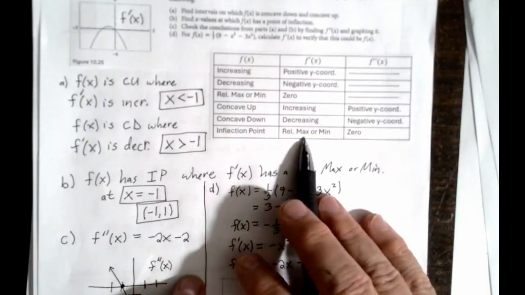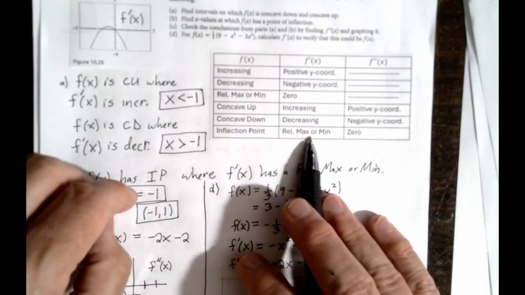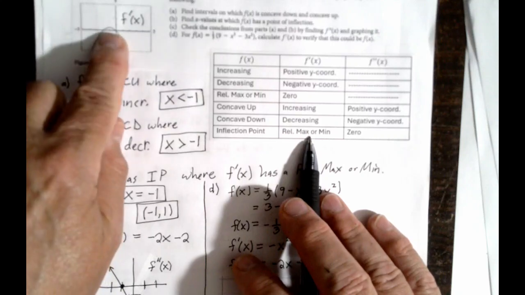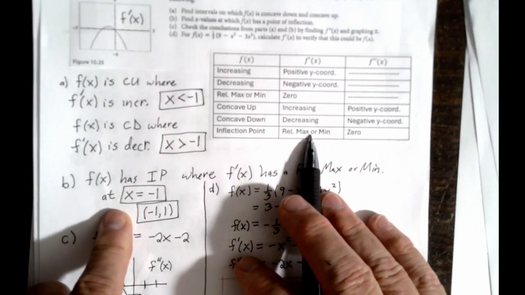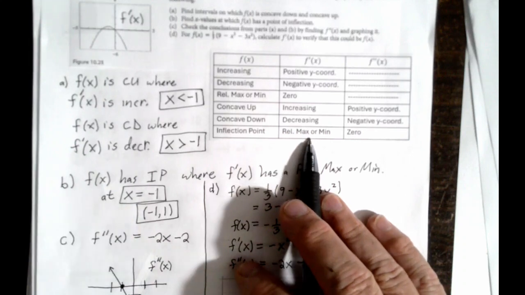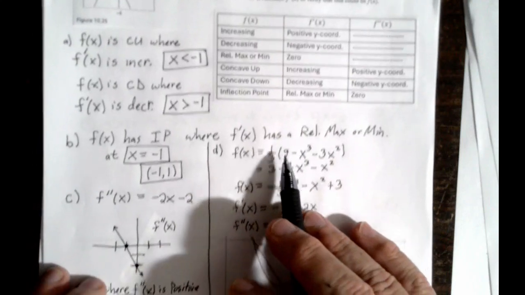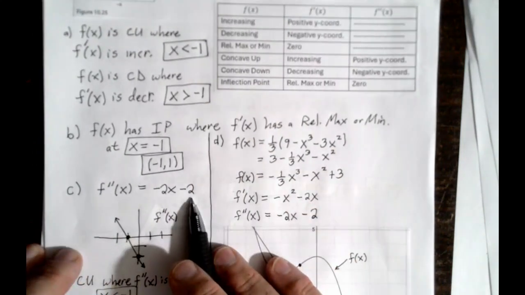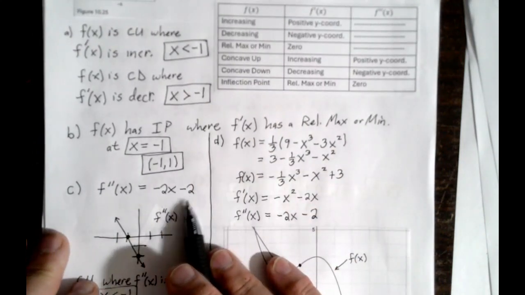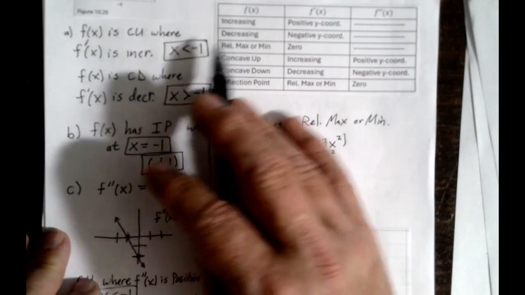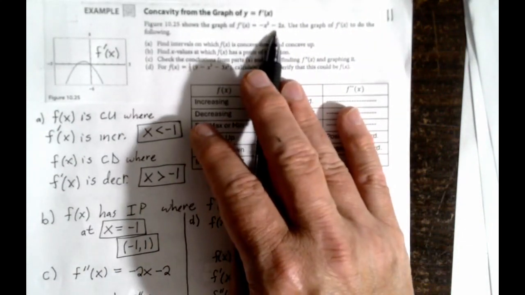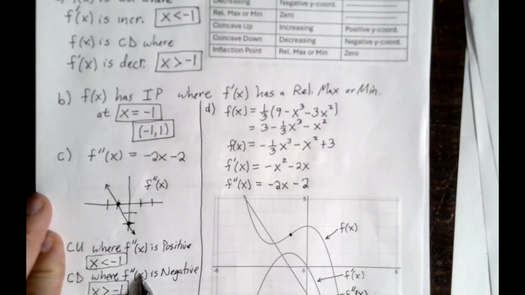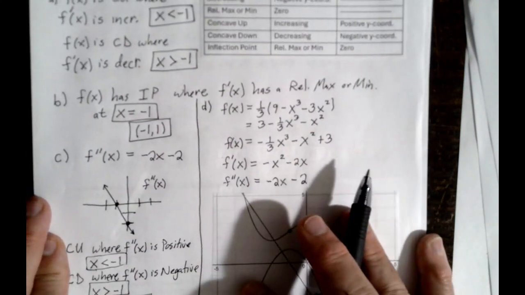And it has an inflection point where the first derivative has a max or a min. It has a relative max or min here at -1, so it has an inflection point at -1. And then part C says check your results from part A and B by finding the second derivative. So you take the function they give you, which is f prime, and you take its derivative, and then you check it out and you get the exact same values.